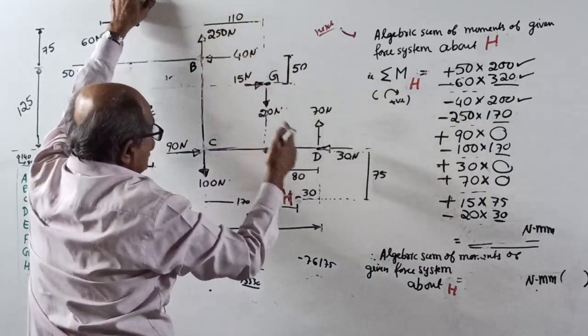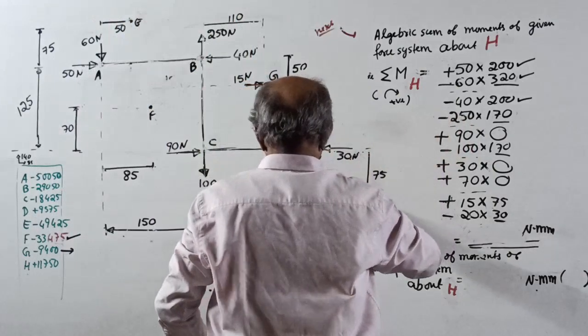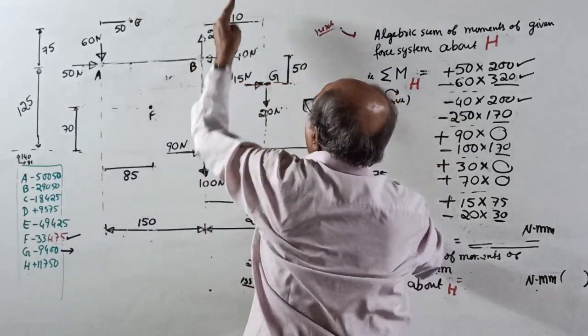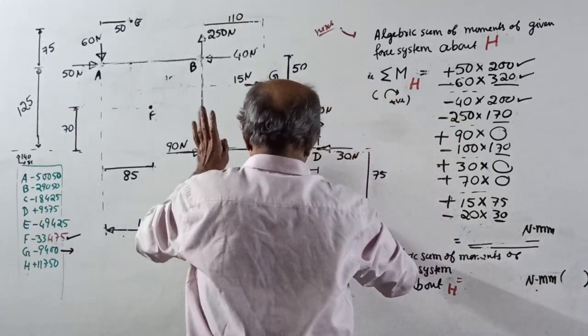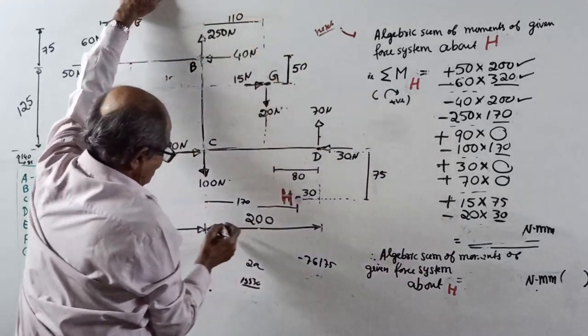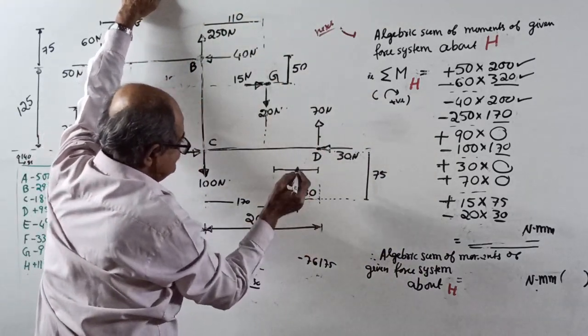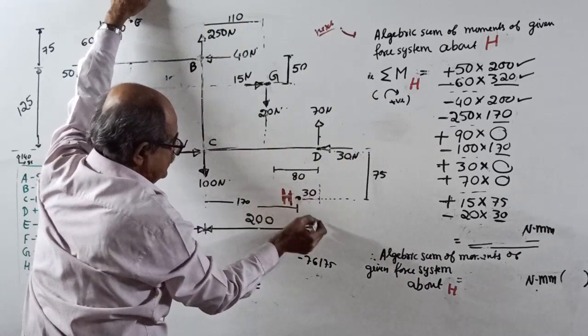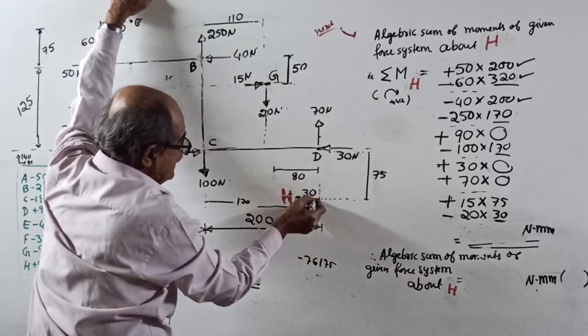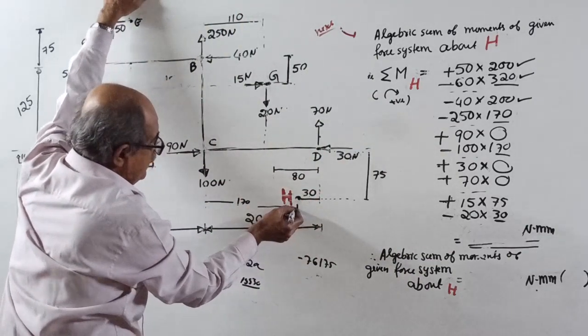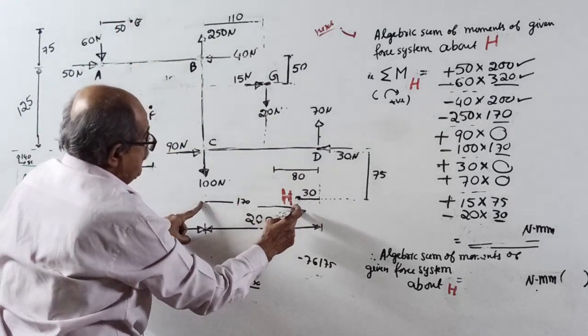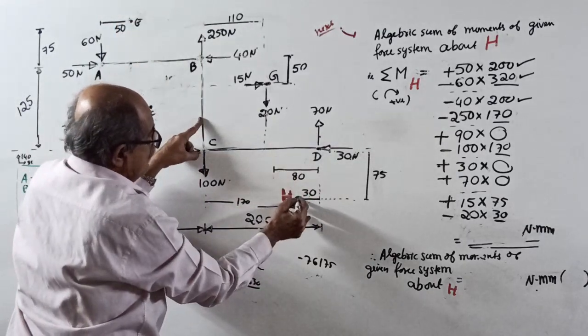Oh, see, I got the mistake. 250 into, see correctly, 250 into... this is 200, I told. Then this is 30. Therefore, this is 170, I told. If it is 170, we want about this point.